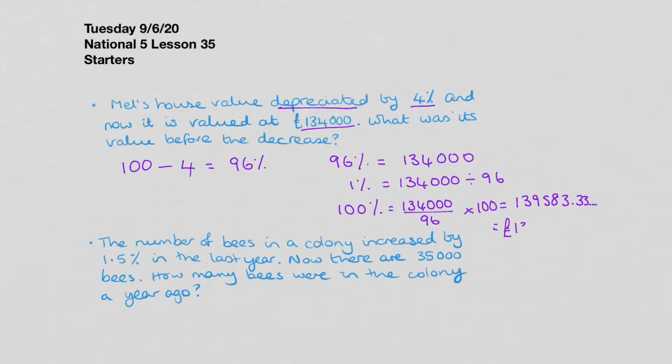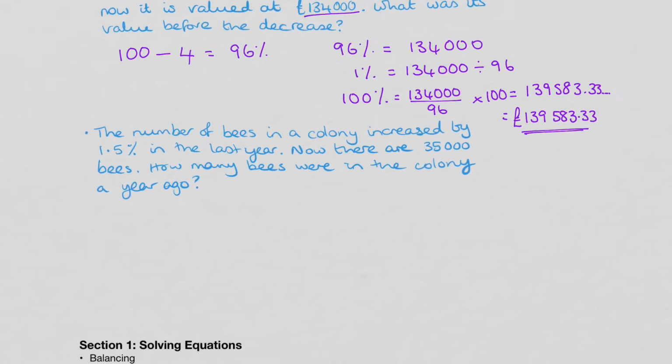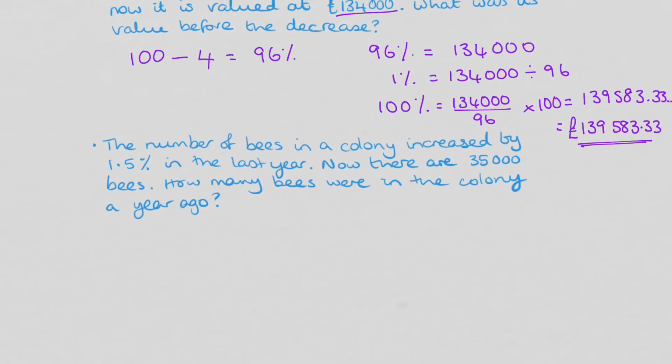So £139,583. We can put the 33 pence on, although realistically, in this situation, you would be rounding this answer to a number of significant figures. Okay, maybe 4 significant figures. If you were rounding to 4 significant figures, the answer would be £139,600. Anyway, we weren't asked to round to any specific level of accuracy. Okay. So the next question.